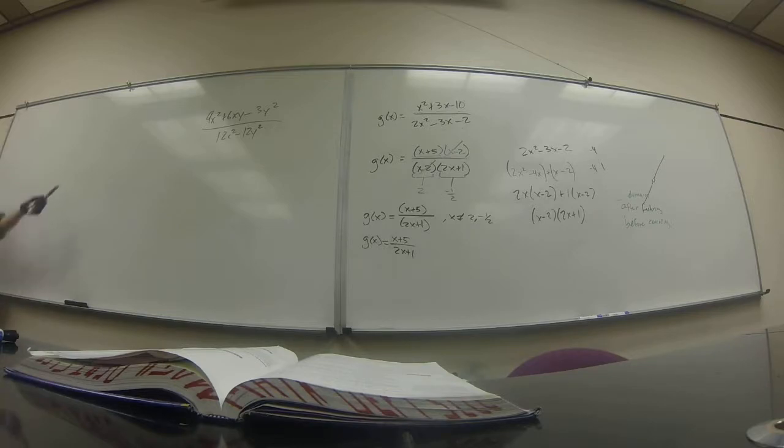I mean, it's got x's and y's, so it wouldn't really make sense to figure out what makes it equal 0, because we'd have to have two numbers. It doesn't work. So don't worry about domain. All we need to do is simplify this. Pull out a 3.